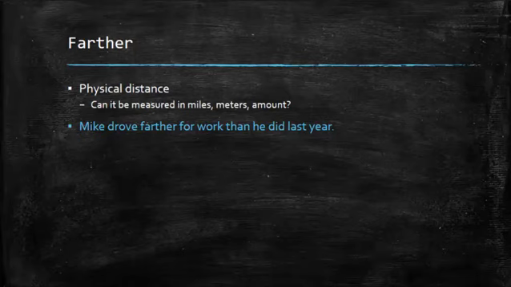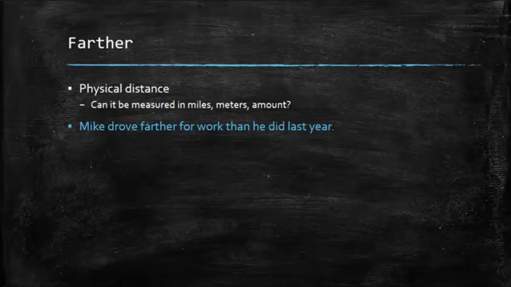If we think of distance, any physical distance that can be measured, so like miles, meters, or amount, then we're going to use the word farther. So for example, Mike drove farther for work than he did last year. So we could look at how far Mike drove last year and compare that to this year. And yeah, we can measure that.